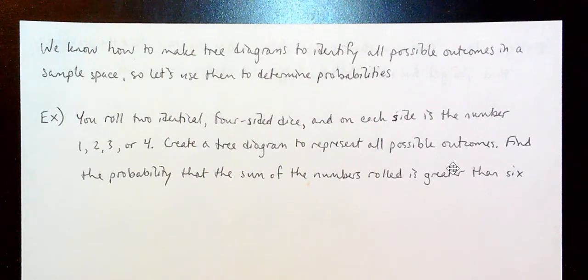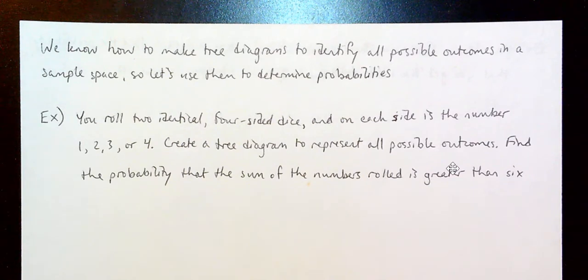So, as you can see, we already know how to make tree diagrams to identify all possible outcomes that are in a sample space. You have a probability experiment. You have a particular event that you're focused on. We can use a tree diagram to visualize all possible outcomes of the probability experiment. That is, we can come up with our entire sample space. And then let's carry it one little step further and calculate some probabilities with them.